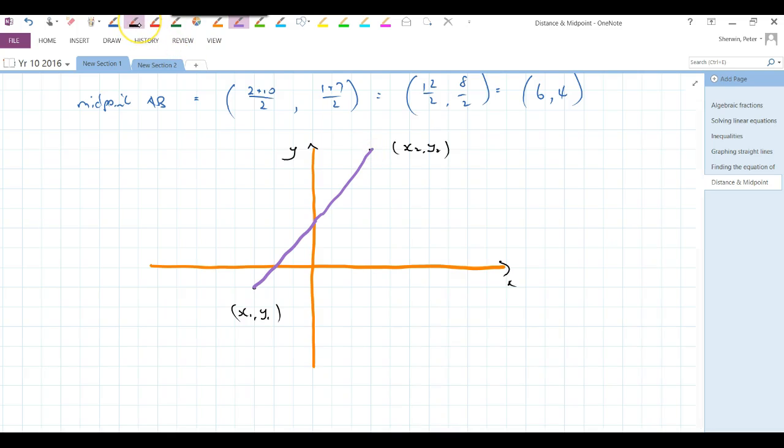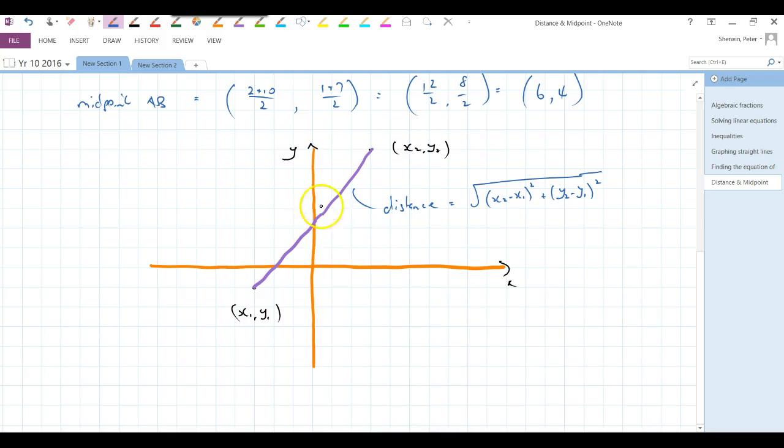then what we can say is that the distance will be equal to the square root of the difference between the 2 x coordinates squared, plus the difference between the 2 y coordinates squared. Sum them and take the square root. That will give us the distance between those 2 points using Pythagoras.